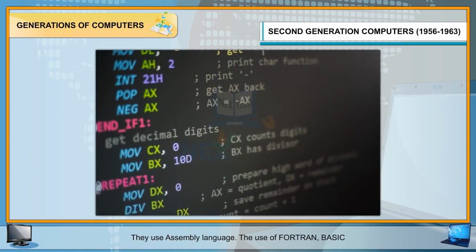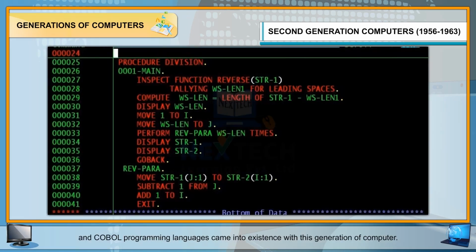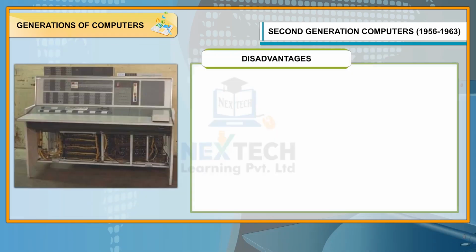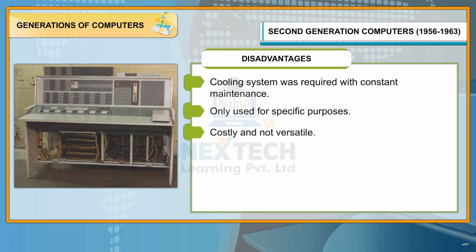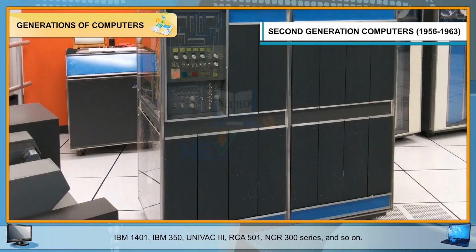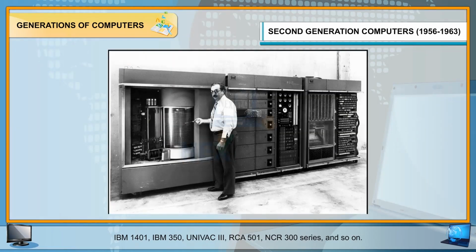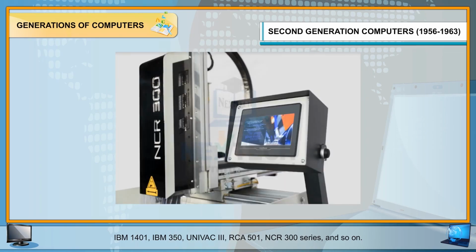They use assembly language. The use of Fortran, BASIC, and COBOL programming languages came into existence with this generation of computer. Disadvantages: cooling system was required with constant maintenance, only used for specific purposes, costly and not versatile. Examples of second generation computers were IBM 1401, IBM 350, UNIVAC 3, RCA 501, NCR 300 series, and so on.